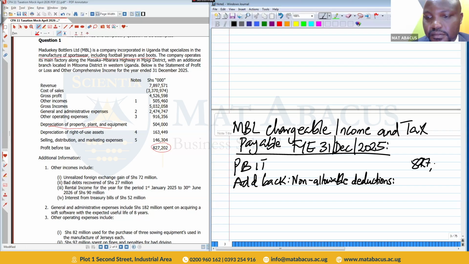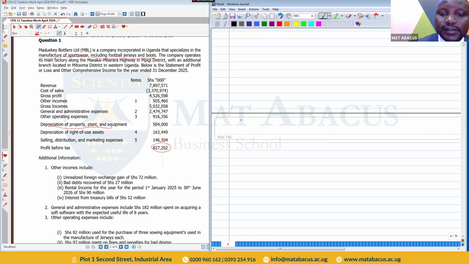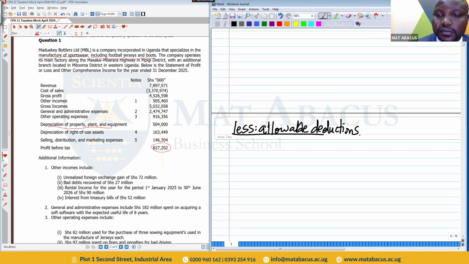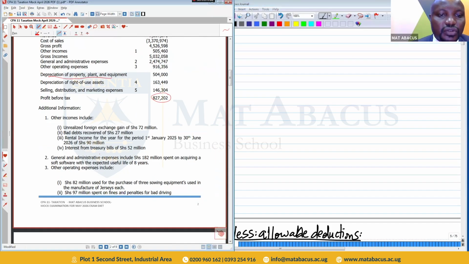PBIT is always given, it is here, which is 827,202. Then add back the non-allowable deductions. And down, we will have less allowable deductions. Now, as you are looking at this question, you need to start with additional information.